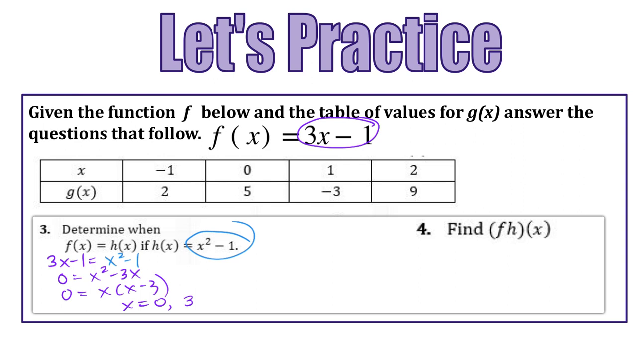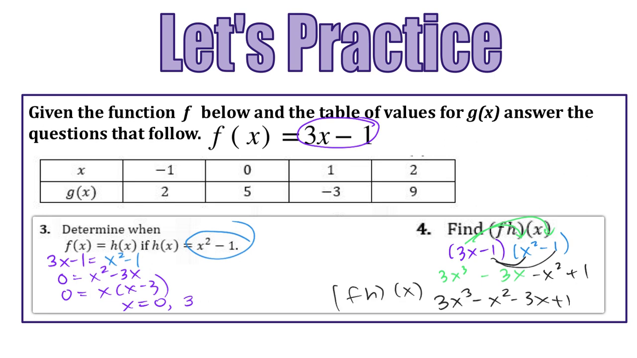to multiply 3x minus 1 times x squared minus 1. So here we have those steps, and I'm going to go ahead and rewrite it in standard form. So we start with the highest degree for x and go down to the lowest. And there we have, let's throw an equal sign here, there we have the product of our two functions.